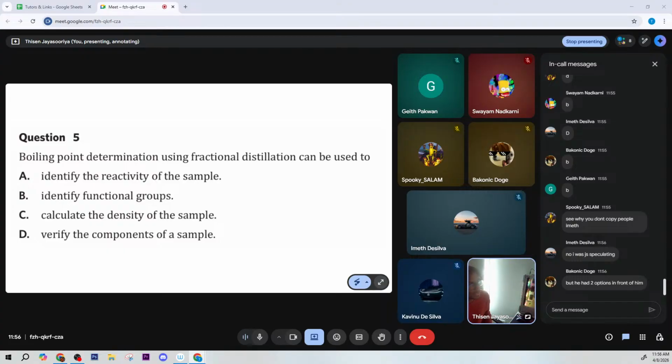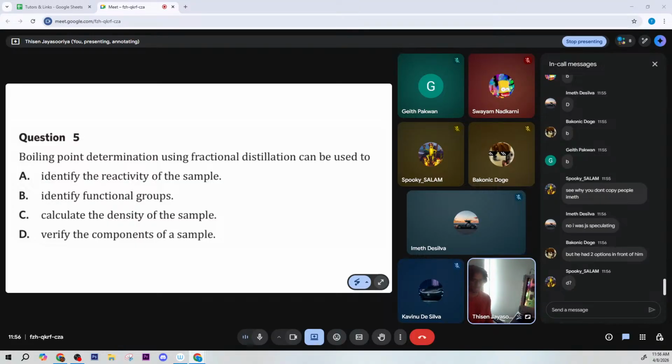Boiling point determination using fractional distillation can be used to identify the relative reactivity of a sample, identify the functional group, calculate the density, or verify the components of a compound. What do you guys think? A, B, C, or D? This one might be a little bit harder, but if you think back to fuels chemistry, you might be able to abstract the answer. I got two people saying D.